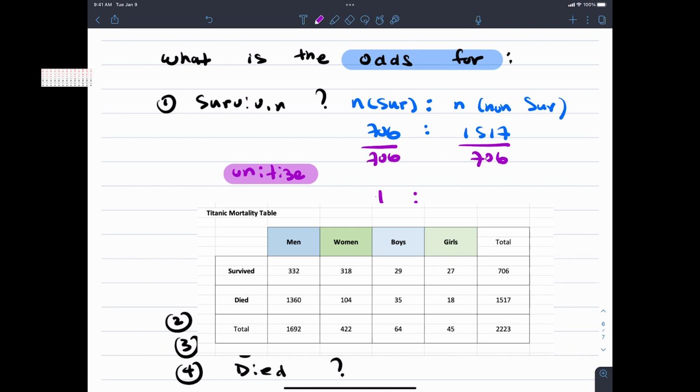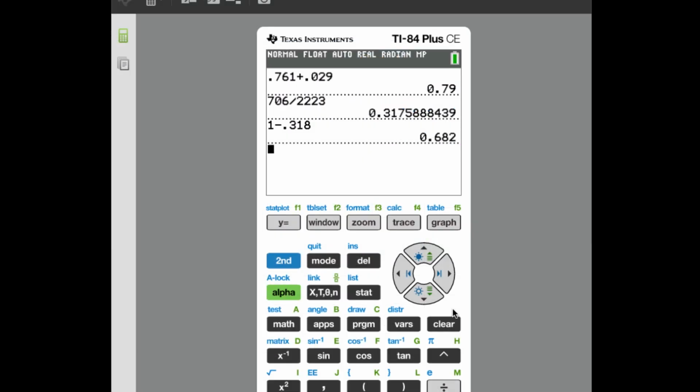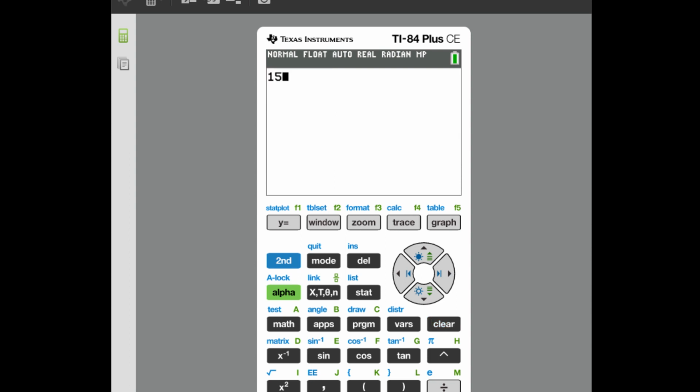1517 over 706. So we go to the TI, and let's clear that out. 1517 divided by 706. And what do you guys get? 1 to 2 point what? Nearest hundredths. 2.1, not 4, but what? 5. Okay?